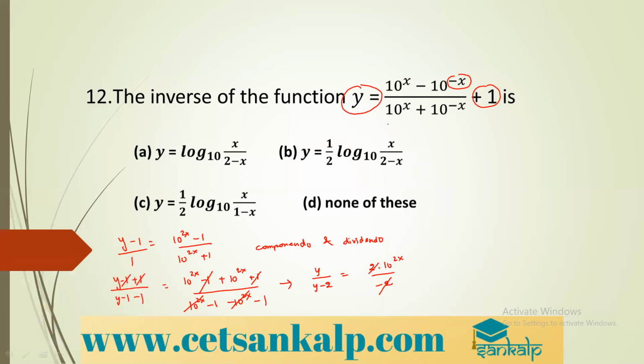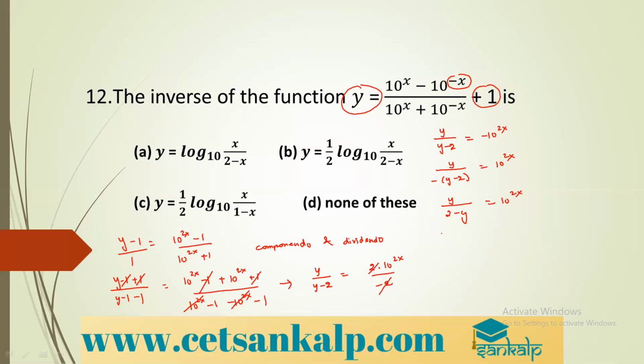Okay. So in the next step, I will write y by y minus 2 equal to minus 10 power 2x. This minus I will bring here to the other side. Y by minus of y minus 2 equal to 10 power 2x, or y by 2 minus y equal to 10 power 2x. So this kind of arrangement will help us in isolating x, in getting what is x.